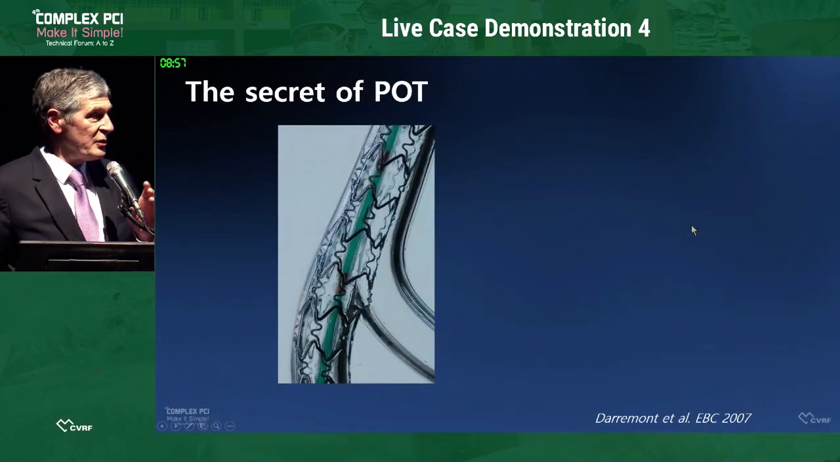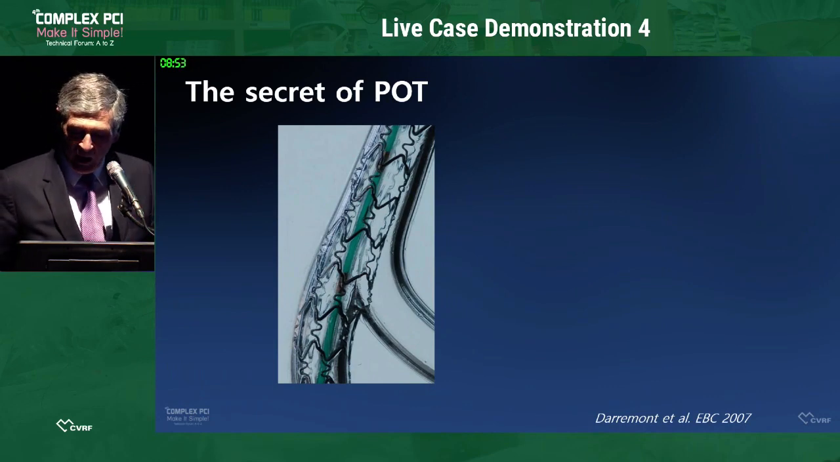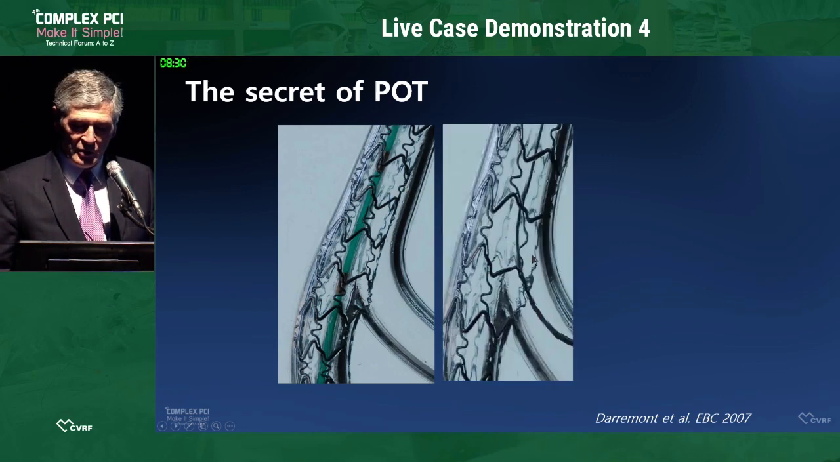So the secret to solve this issue is POT. The POT was described by Olivier Darmon 12 years ago, and he followed the rule of the fractal law, which is the different diameter between the distal main branch and the proximal main branch. So if you select the stent according to the distal main branch, you have a full apposition distally, you do not push the carina, and then you have to oppose the stent proximally. So this is what you can do with a POT technique.